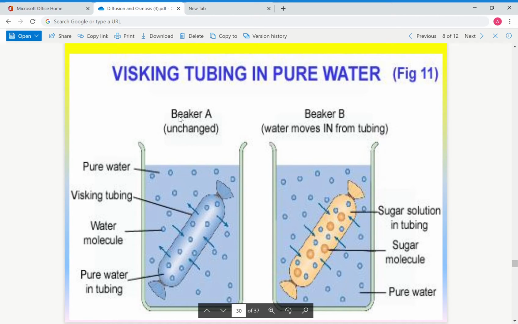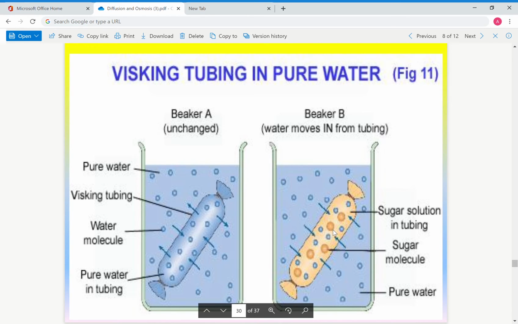So take a look at this beaker here, beaker A. In the whisking tubing, we have pure water. And on the outside of the whisking tubing, we have water as well. So there's water inside and water outside. What you need to notice here is that there's no difference in concentration on either side. So water can move in and water can move out, and there's no extra coming in or out. So the actual mass of this won't change. It says they're unchanged.